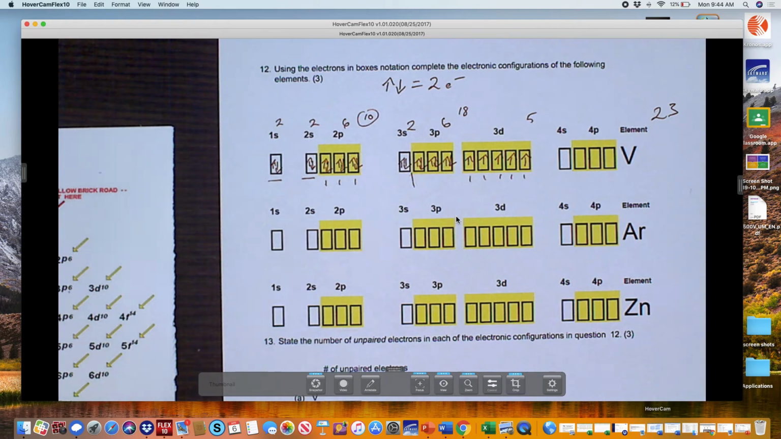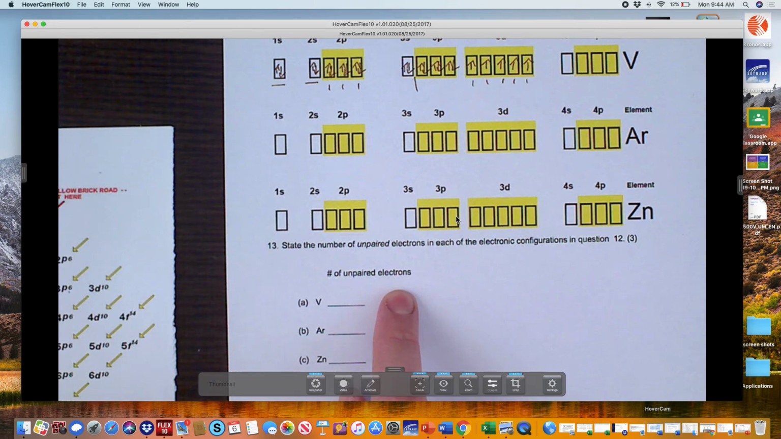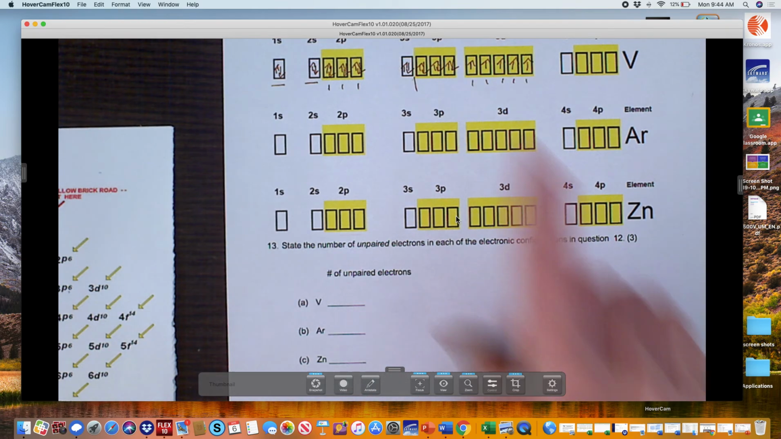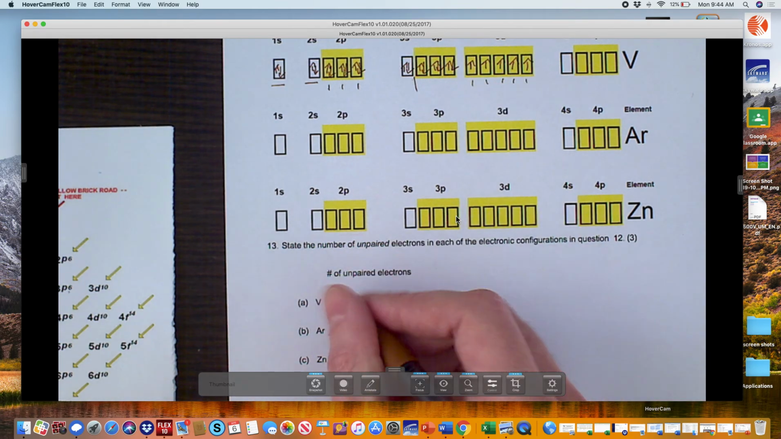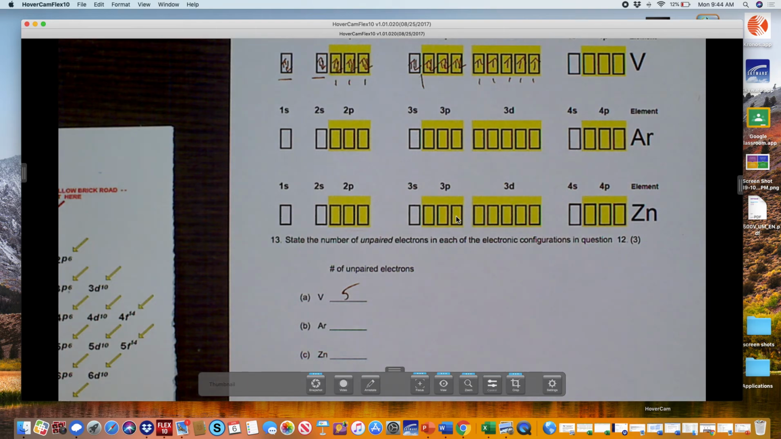All right. So let's answer this question down here. Number of unpaired electrons. Well, these 5 here are not paired. There you go. So that's the basics of that.